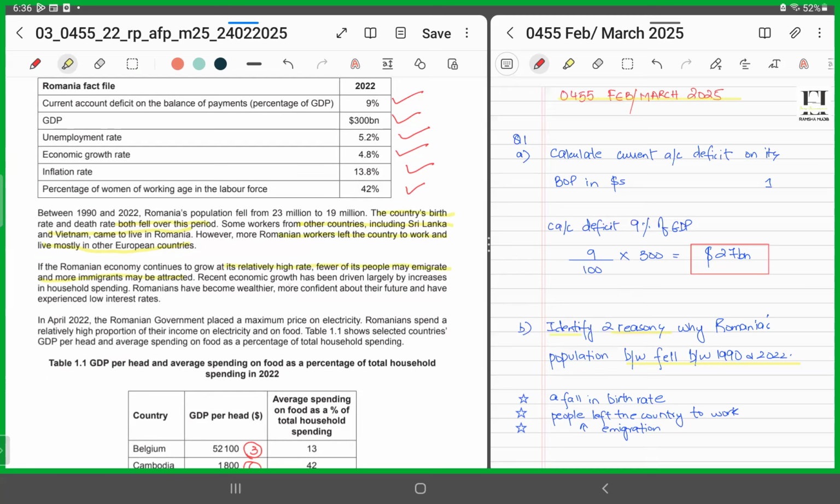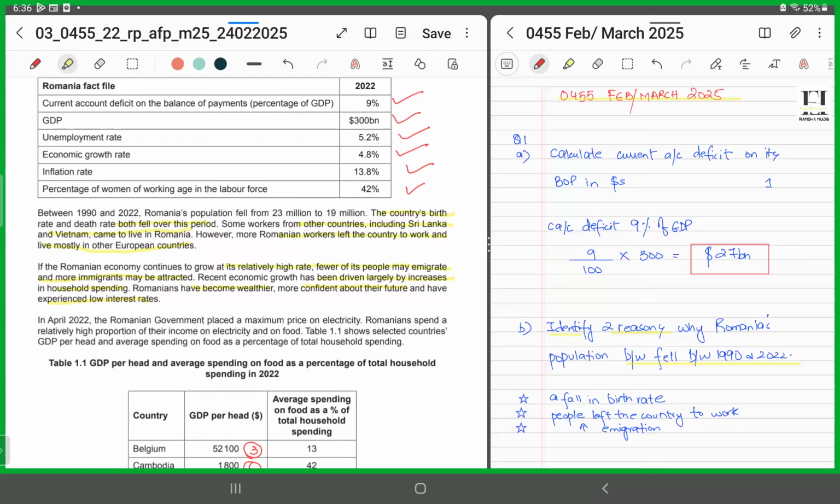Recent economic growth has been driven largely by increases in household spending. And now they are saying that the economy has been growing. Why? Because the average consumer has been spending more. Romanians have become wealthier, more confident about their future, and have experienced low interest rates. So, what are the reasons why they're spending more and more? It's because the interest rates are low. This means what? They're able to get loans at friendly, cheap rates, they can borrow, right? So that's why they're spending.